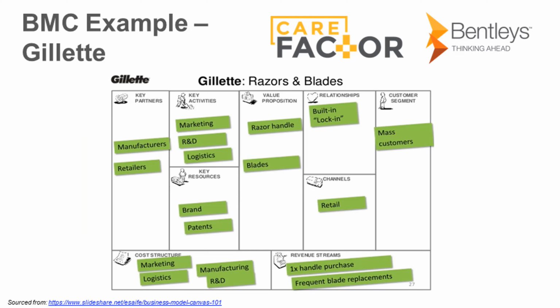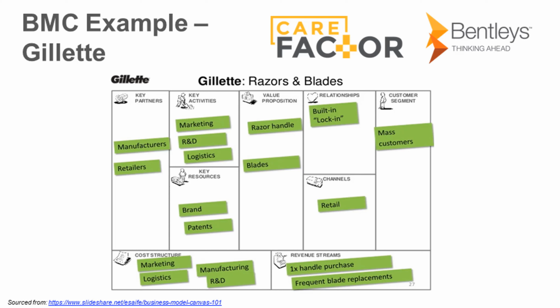Okay, that's the theory. Let's have a look at some great examples of business model canvases that have been quickly mapped out to give you some practical demonstration. So many of you would be familiar with Gillette, razors and blades. Their value proposition was the razor handle and blades, two key components. Their customer segment then was mass customers. Anybody who needed a razor or a blade would be a customer for Gillette in this situation.